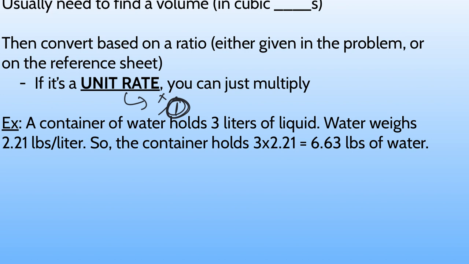So an example of that is if a container of water holds 3 liters of liquid, and then they know that water weighs 2.21 pounds per 1 liter, that's a unit rate right there, 2.21 pounds per liter. Basically, all you do is you take the 3 liters and you multiply by 2.21, and you get 6.63 pounds of water.